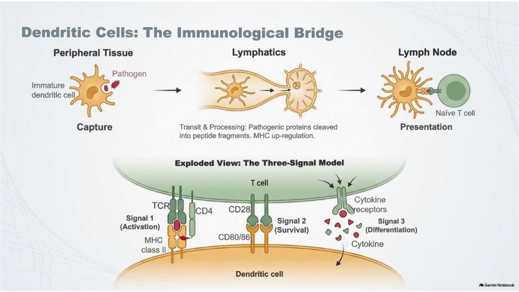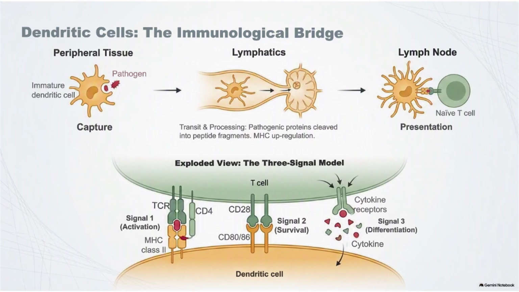And here's the critical point. Activating a naive T cell requires more than simply displaying an antigen. Think of it as a three-part conversation. Signal 1 provides specificity. A peptide is displayed on an MHC molecule and recognized by the T cell receptor. That tells the T cell this is an antigen, but signal 1 alone is not enough.